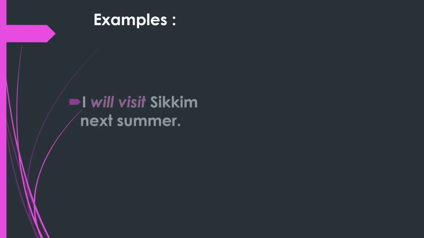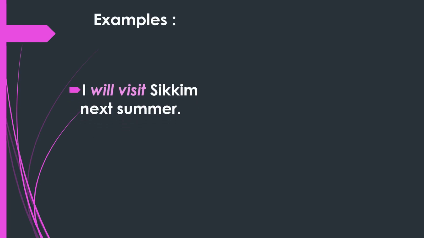Now children, let us see a few examples of future tense and how to form sentences in the future tense. The first one is, I will visit Sikkim next summer. Now if you notice children, in this sentence, visit is the verb. We just have to add will before the verb to make the sentence in the future tense.